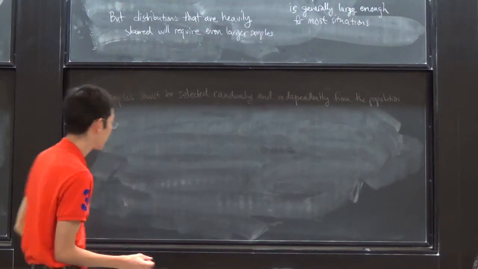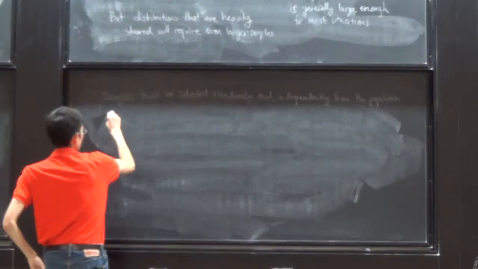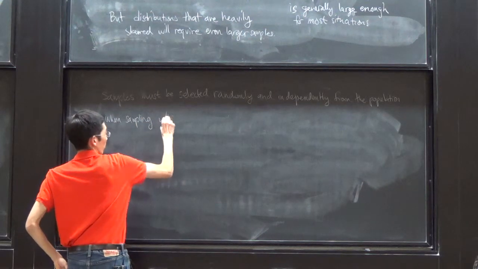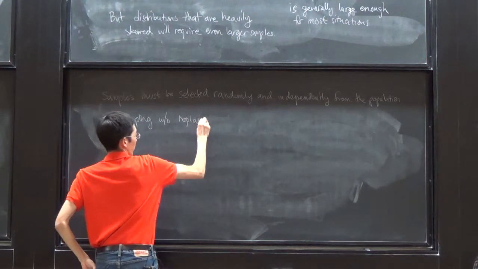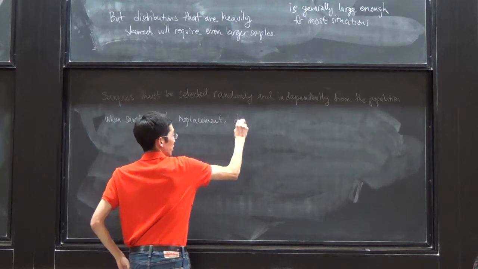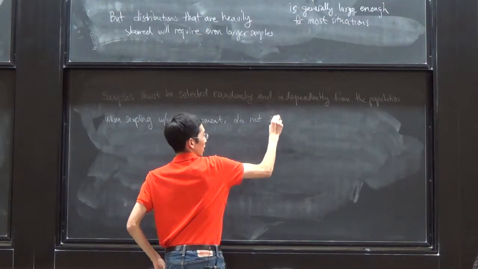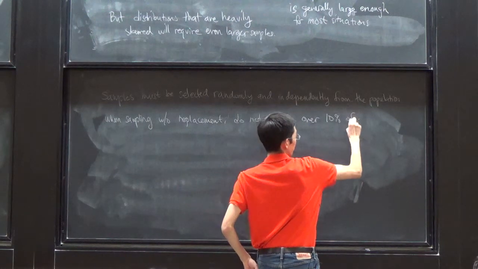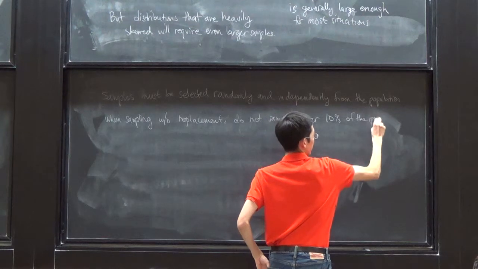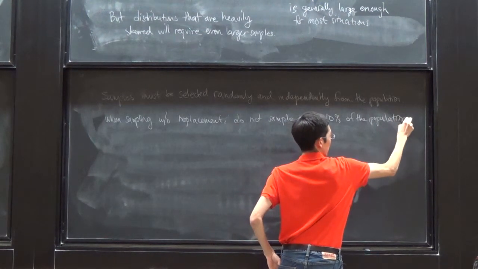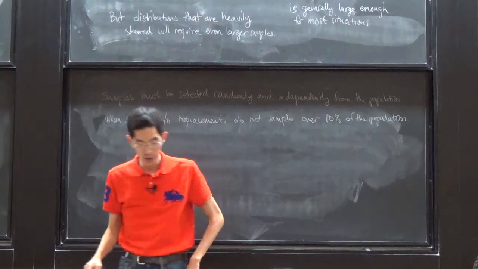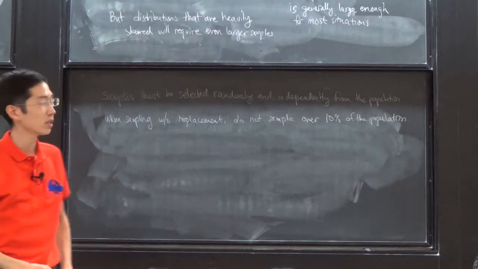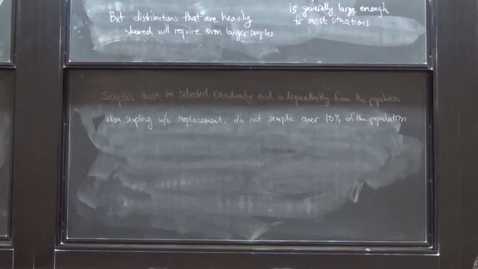Okay, so when sampling without replacement, do not sample over 10% of the population. So if you have a large population, you're probably not going to run into this problem. But if you have a smaller population, you want to make sure you're not sampling over 10% of it.